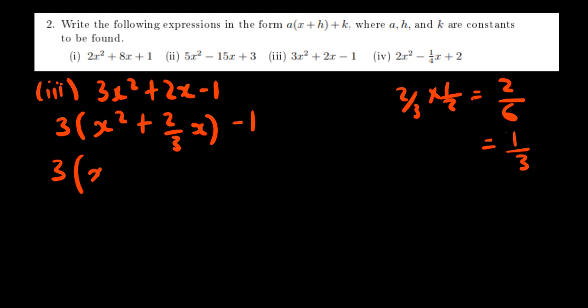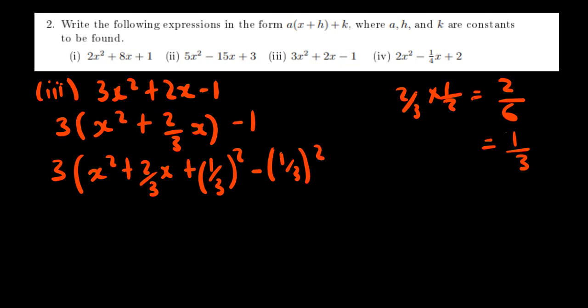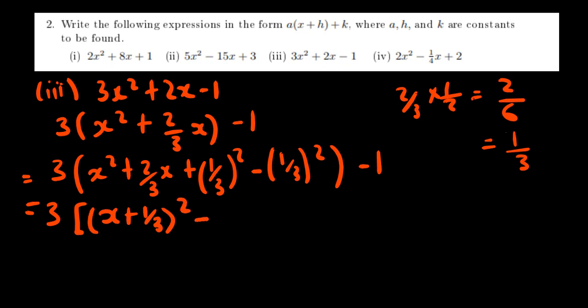So we're going to have x squared plus 2 over 3 x plus 1 over 3 squared, minus 1 over 3 squared. Don't forget your minus 1 outside. So we do that. Now we'll have our 3, and the squares we put together, so we have x plus 1 over 3 squared, minus 1 over 3 squared. What are we going to have?